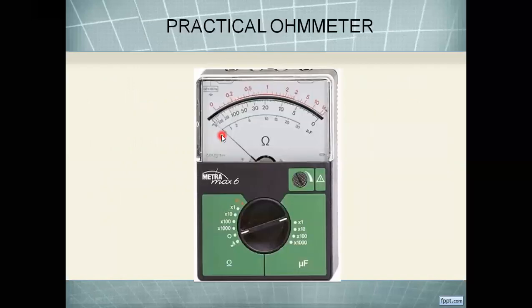Let's have a look at an image of a practical ohmmeter. So this is a photograph of a practical ohmmeter. As you can see, this meter measures resistance as well as capacitance values. Let us concentrate on resistance values here. And we have different ranges here. You can set the range and measure the resistance.